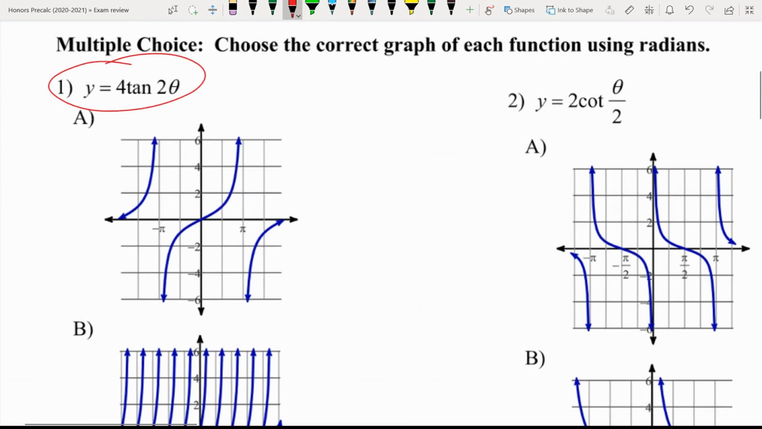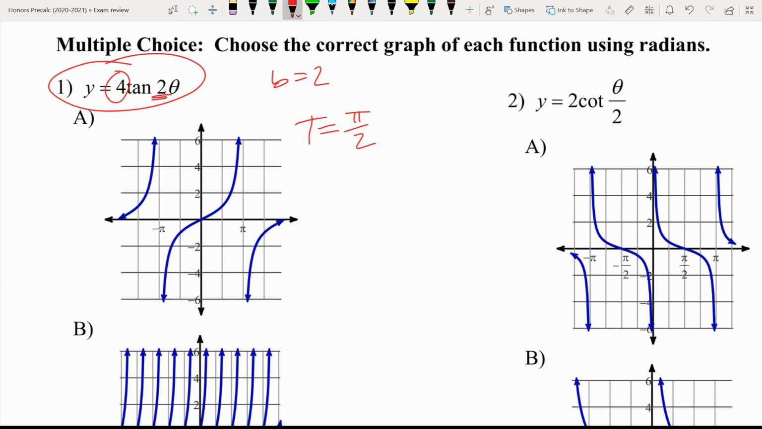So we just focus on this here, amplitude of 4. But the big thing here is the b. b is equal to 2. Remember, the period, T, is pi divided by b, pi over 2. Remember, for sine, cosine, cosecant, and secant, it's 2 pi over b. So this one's a little bit different. It's pi over 2. So I'm looking for a graph.